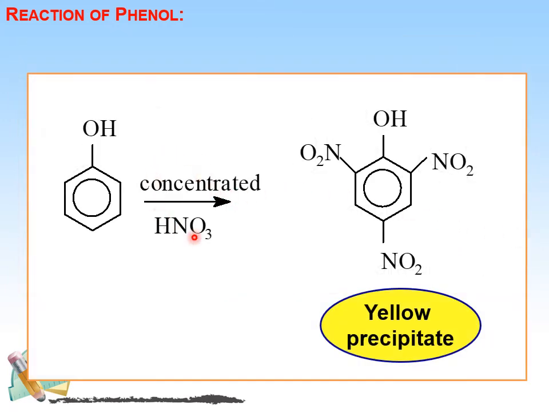Then we are going to use concentrated nitric acid, whereby we're going to get only one product, which is called 2,4,6-trinitrophenol, and the observation for this reaction is that a yellow precipitate will form.